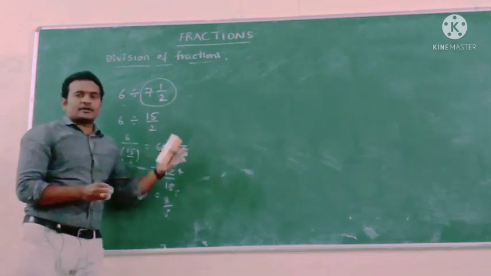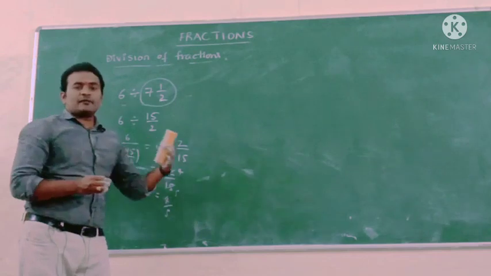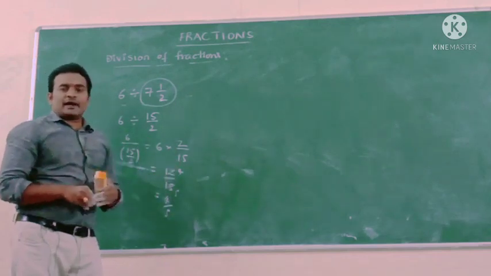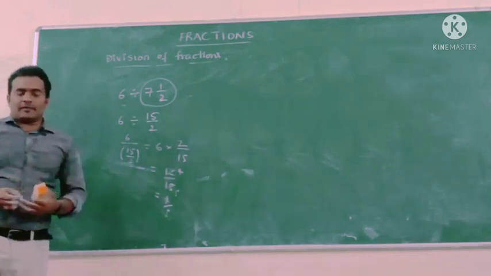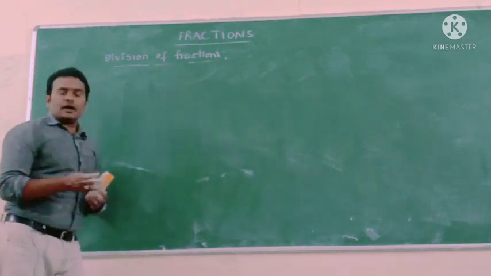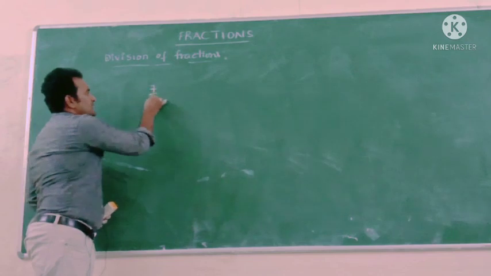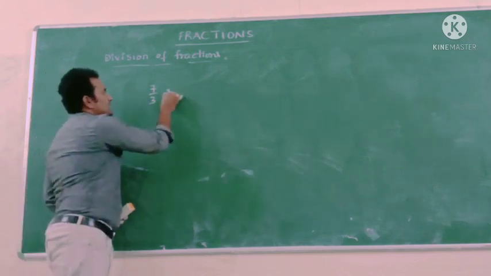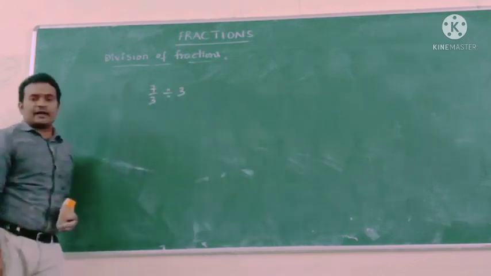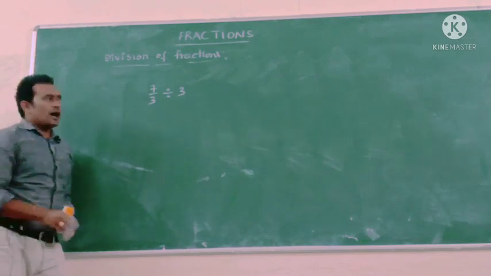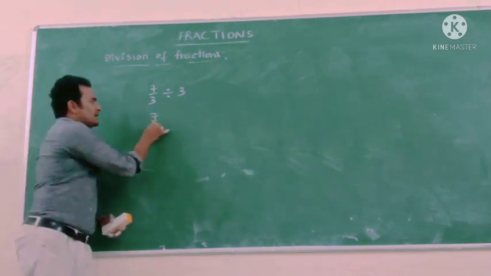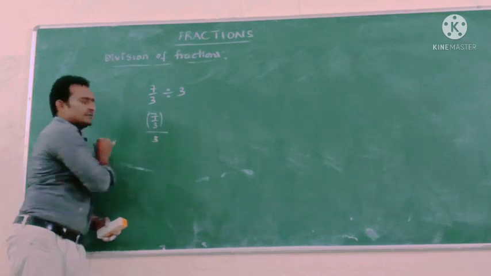Now I would like to introduce the division of a fraction with a whole number. Suppose there is a fraction and a whole number, 7/3 divided by 3. How would we divide 7/3 by 3?